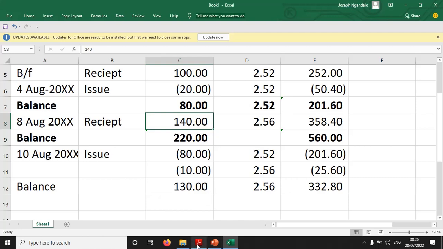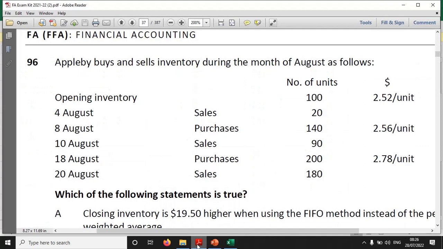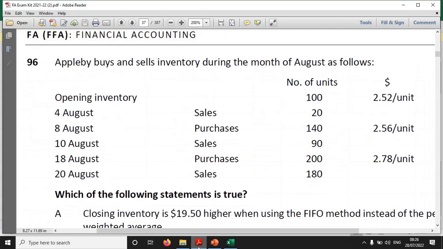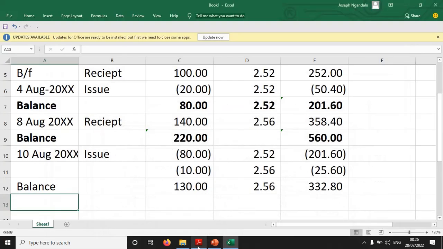Can we proceed? There is now another batch. How many units did you bring in now? Purchases 200, right? So you say receipt here. On which date was it? 18th of August, 20XX. Someone said there was a receipt, right?